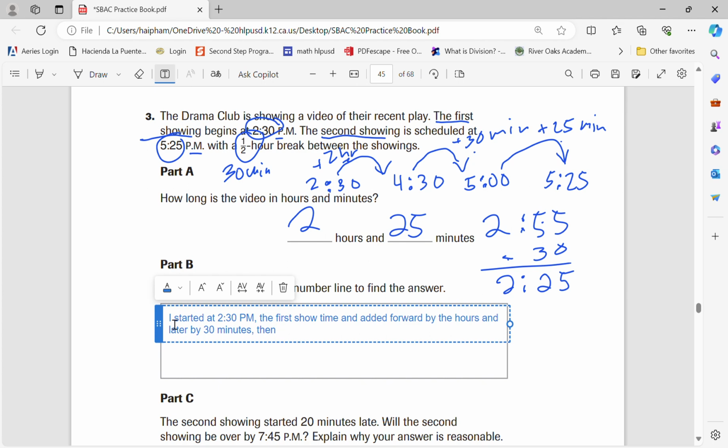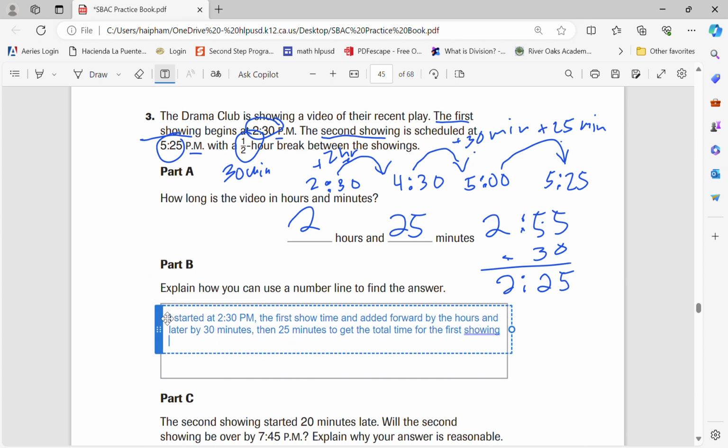then 25 minutes to get the total time for the first showing with the break in between, which was 2 hours and 55 minutes.